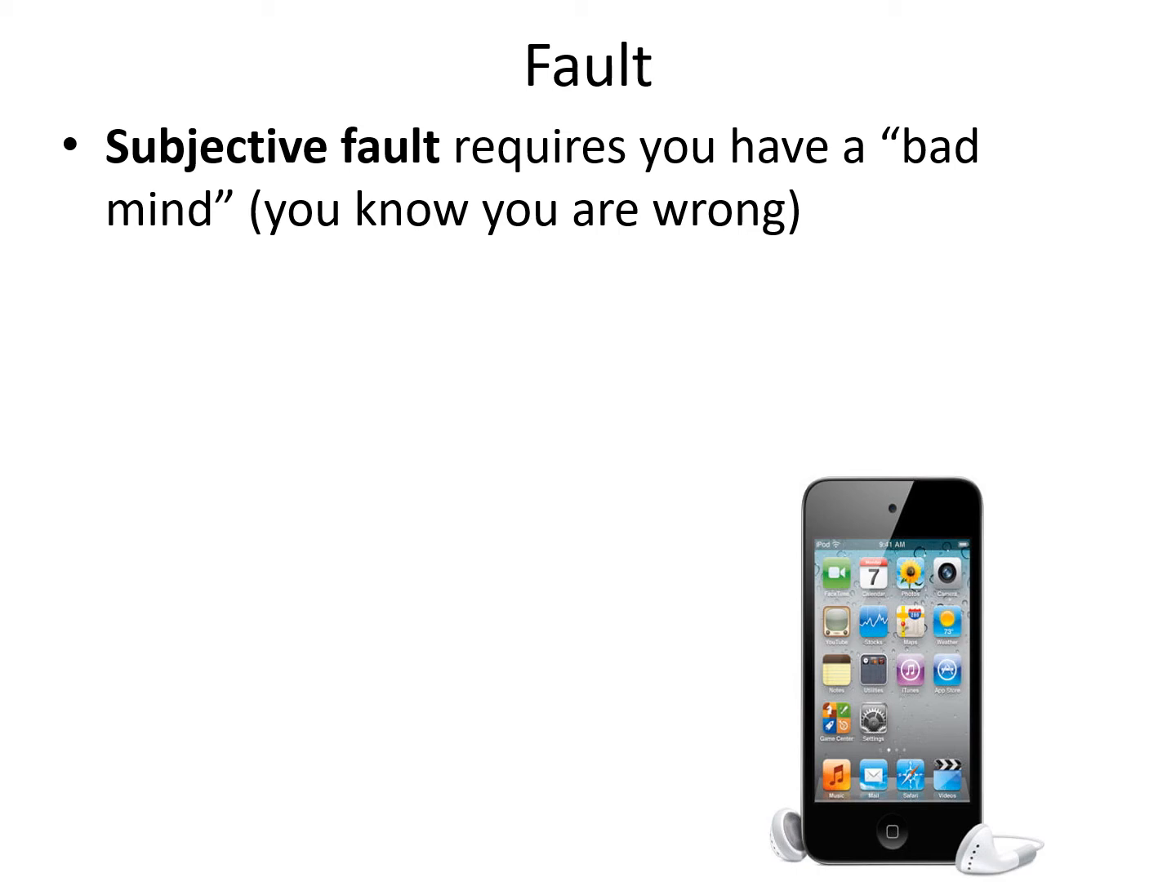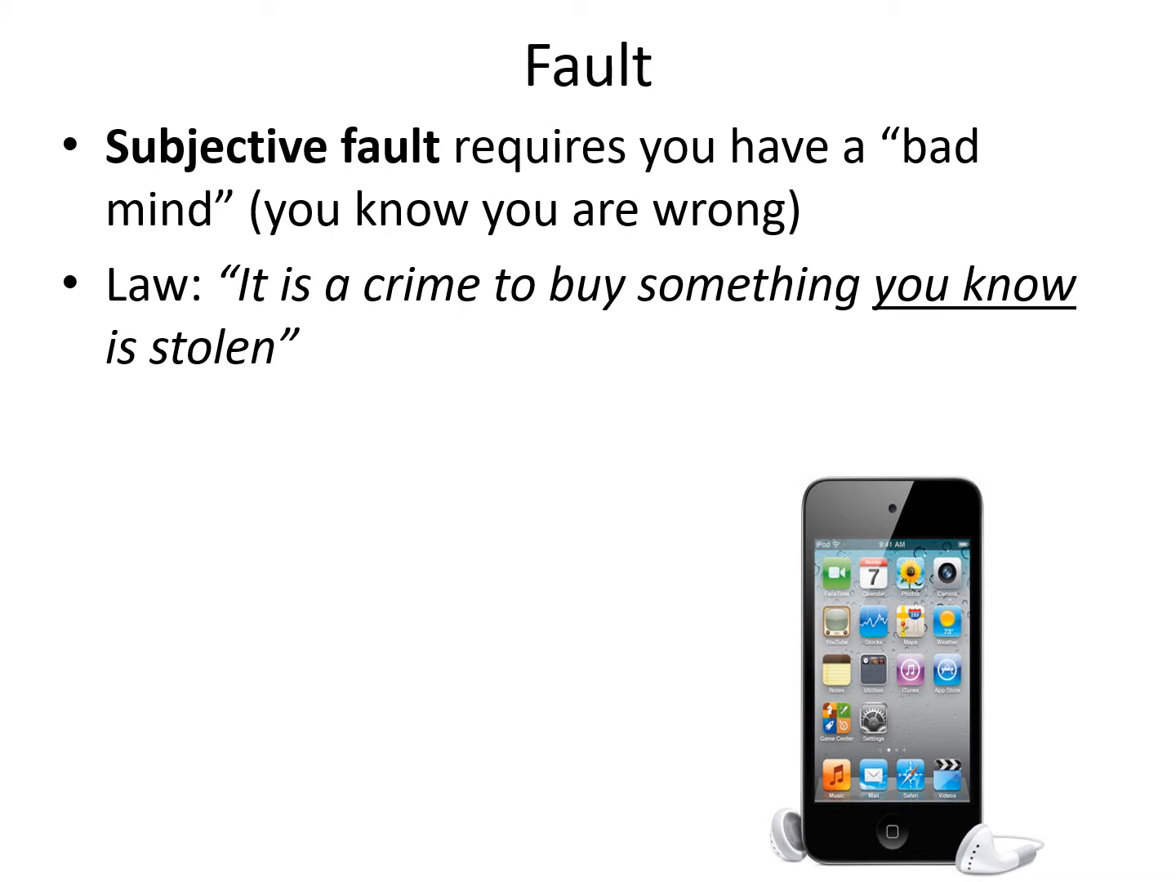And the best way to distinguish between subjective fault and objective fault is to give some examples of different ways that laws can be worded. So, we're going to go through several examples of laws and how just minor changes in the words of the laws could change the amount of fault, subjective versus objective fault.